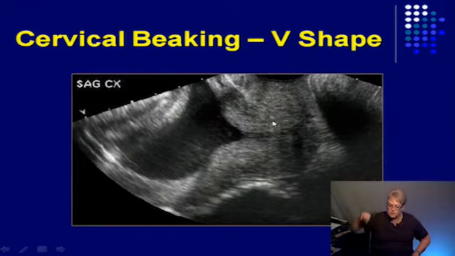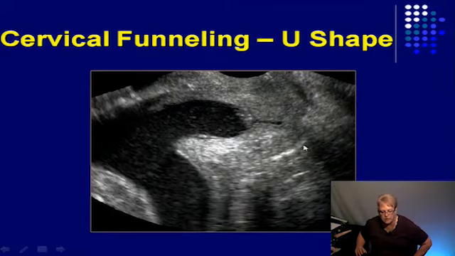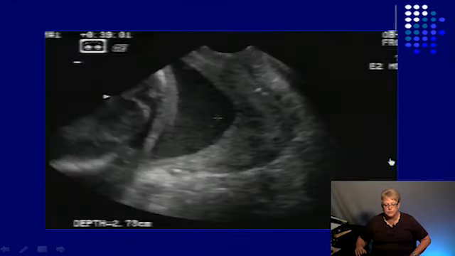I think the most common mistake that I see when I'm scanning with people is that they're inserting the probe too far. If you watch while you're scanning, you really don't have to insert the probe that far. This is a U-shape funneling. Again, looking at that residual. And anytime you see a little debris down here, that's another indicator that this is a true cervical incompetence, and they are at high risk for preterm delivery.